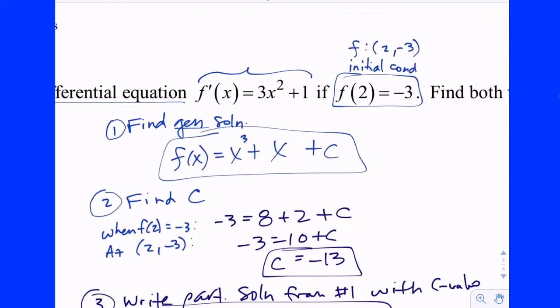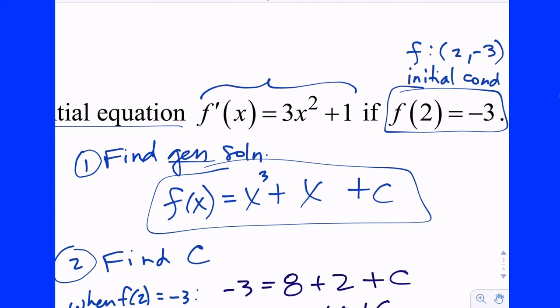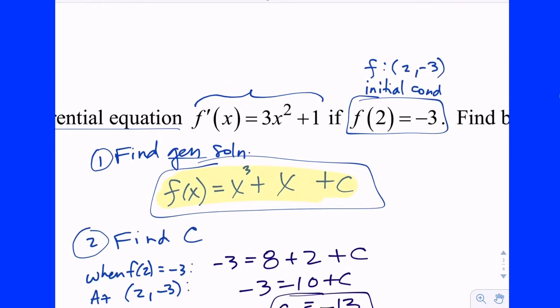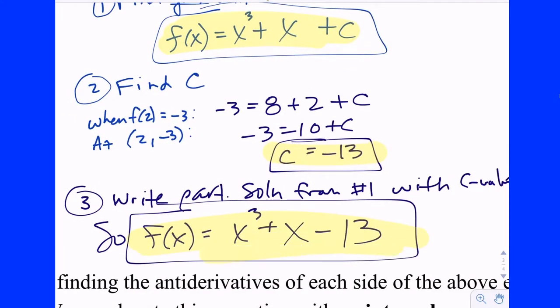So when we solve the differential equation, just to recap, we have f prime equals 3x squared plus 1. It's an equation with the derivative, so that's the differential equation. Solving it means getting back to the original function from which it came. So f prime gets back to f, f double prime would get back to f. They all get back to the original. The general solution involves plus c if we're given an initial condition. Once we find the general solution, which would be the first step, we then use the value of the ordered pair to find c, and then we rewrite our particular solution using the value of c we found.